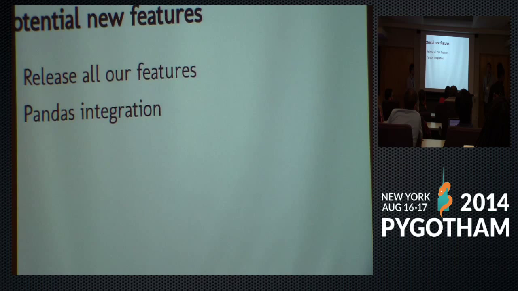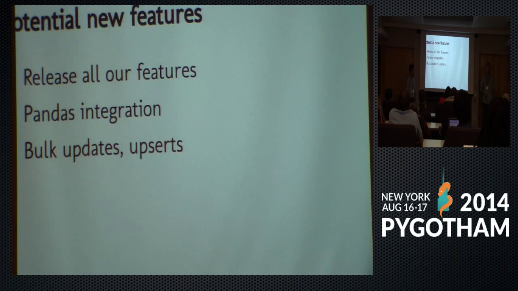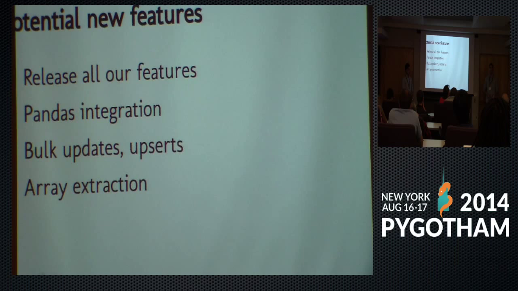Bulk updates and upserts. MongoDB allows you to modify data in the database, and it'd be cool if Monary could do this as well. So we're hoping that's in the future. Array extraction. MongoDB can store arrays, and currently Monary can't do much that's useful with them. We can take advantage of NumPy's n-dimensional arrays and take the arrays from MongoDB and put them into another dimension in NumPy. And then finally, integrating Monary with the Python standard logging module to give more feedback to the users.